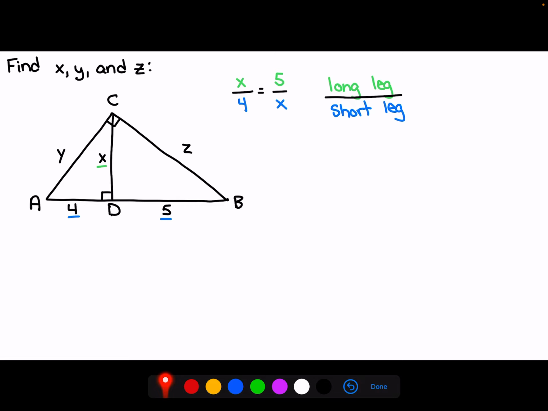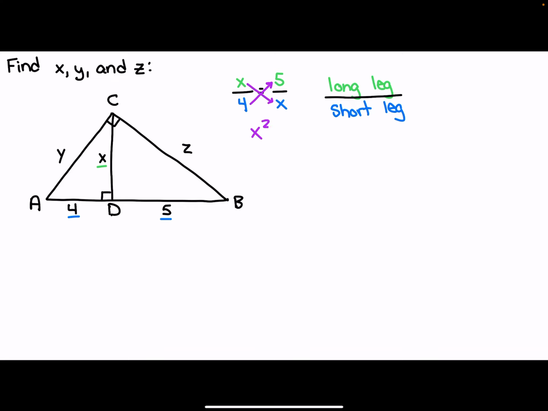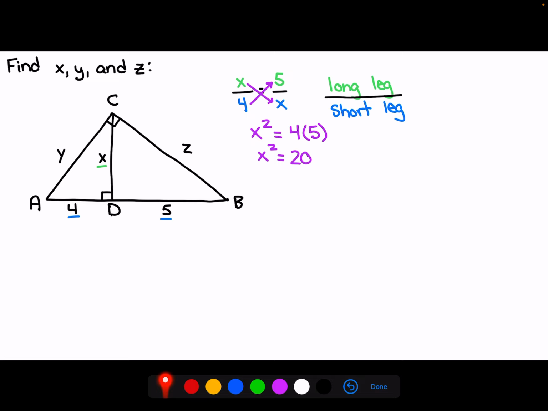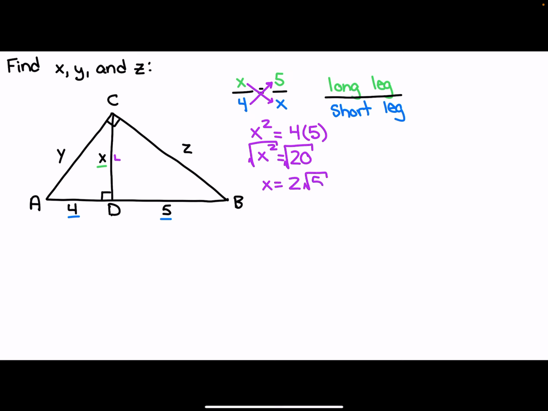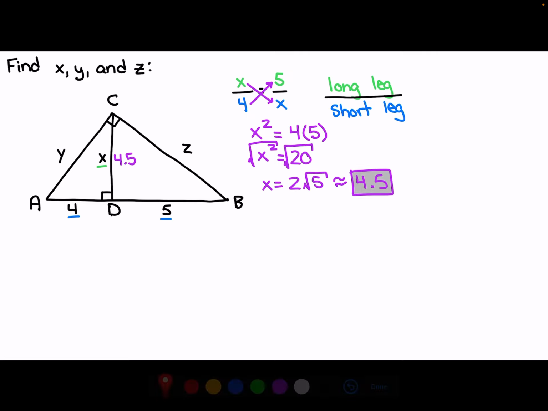From here, we can go ahead and cross multiply. This will give us x squared equals 20. And then taking the square root of both sides to get x by itself, we're left with x is about 4.5. Next, we're going to solve for y, just because it's second.